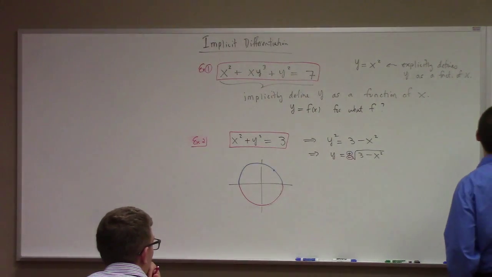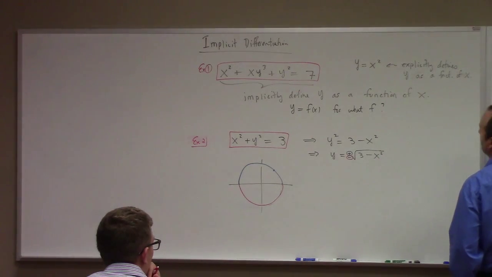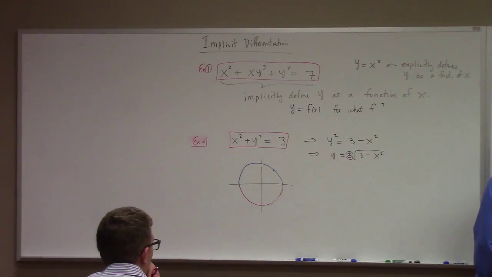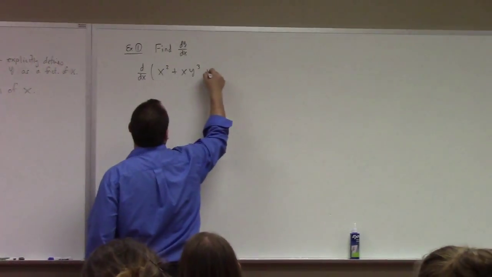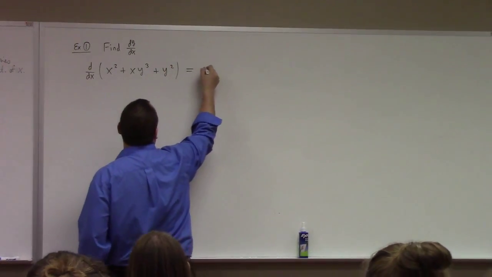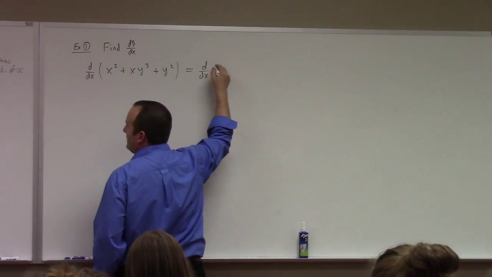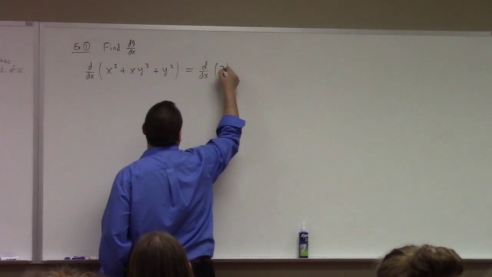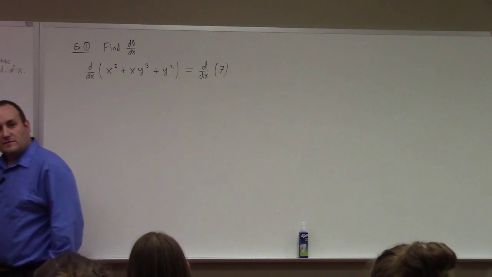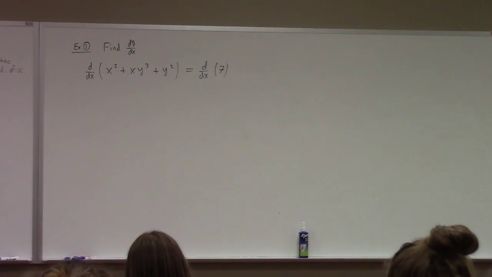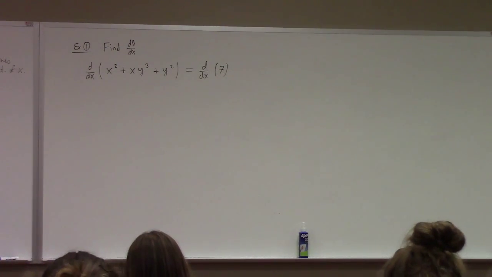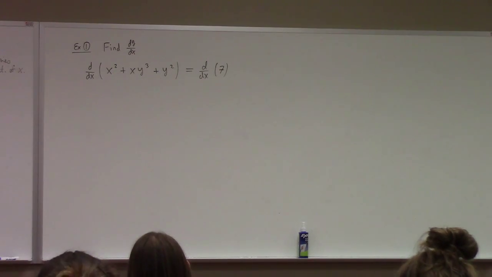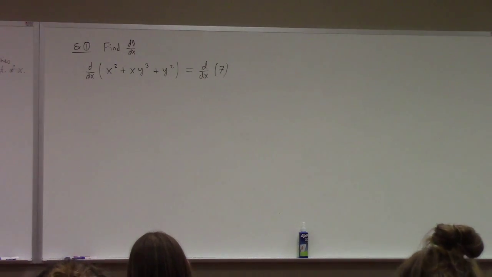So I take d/dx of the equation. I take d/dx of x squared plus xy cubed plus y squared, and that will be equal to the derivative with respect to x of 7. See what I did? So just differentiate both sides of the equation. And when I do this, I'm assuming that y is a function of x. Again, I can't actually find the formula for it, but who cares?